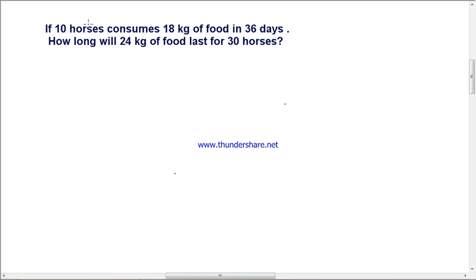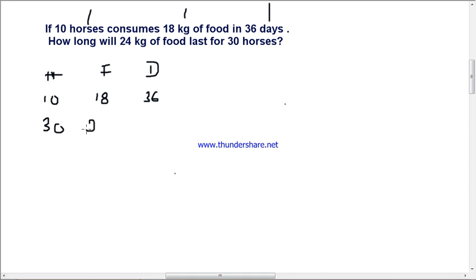Now you have to identify what the 3 quantities are: horses, kg of food, and number of days. So I'll write horses, you write food, then you write days over here, and then you continue to write 10 horses consume 18 kg of food for 36 days. And the question they are asking is, how long will the food last? Days is missing, so 30 horses is there.